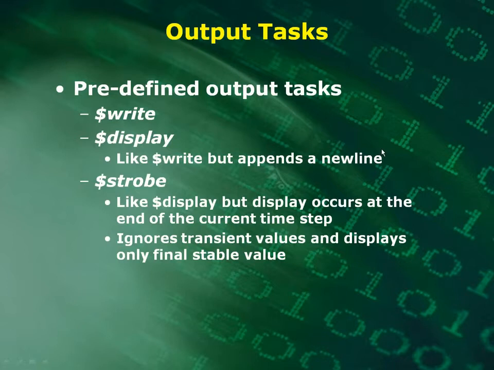In this lecture, we're going to begin by looking at I/O. So far, you've been using some predefined output tasks such as $write and $display, and we have another one we want to look at called $strobe. Just for a refresher, the $display looks like the write, but it appends a new line. However, the $strobe is like the $display, but the display occurs at the end of the current time step, and it ignores transient values and displays only the final stable value.